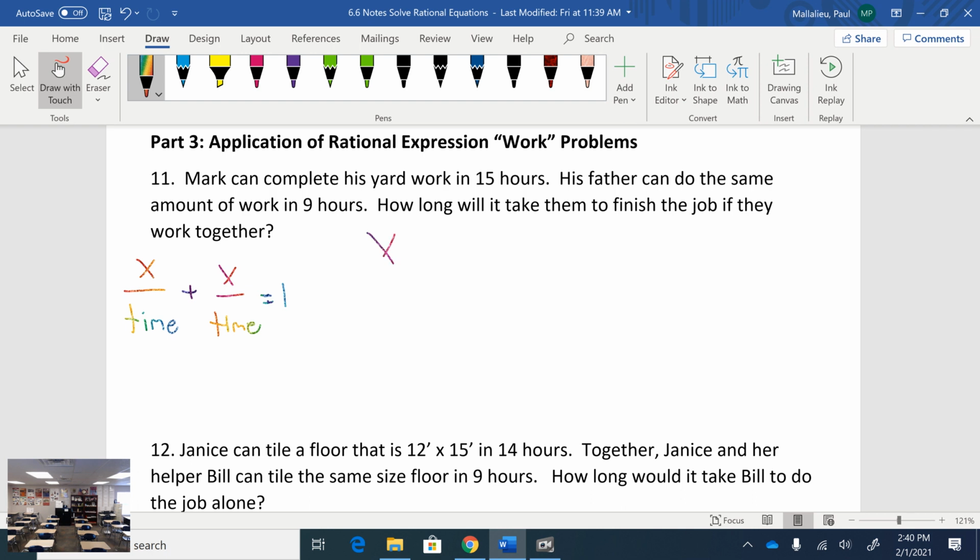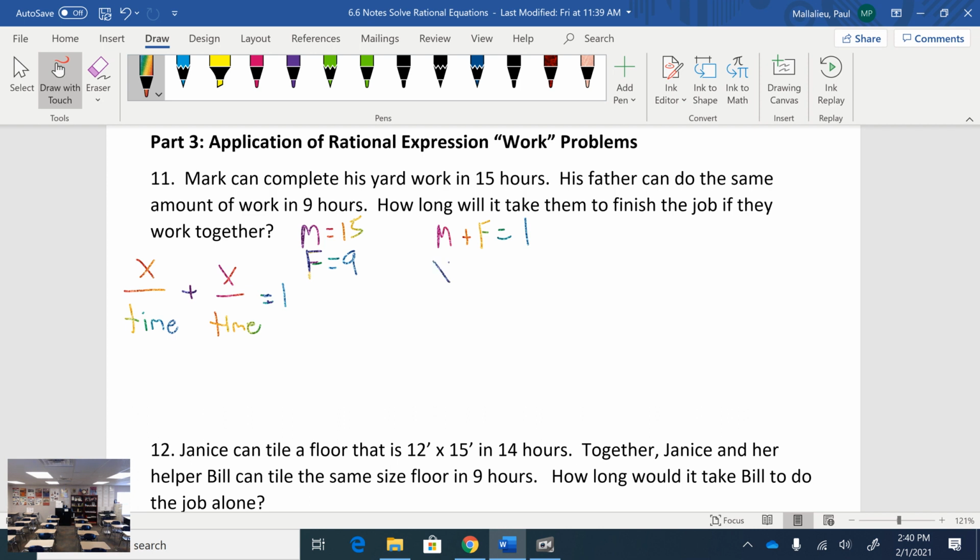Actually, let's take a step back. Mark can complete his yard work in 15 hours. His father can do the same job in 9 hours. So let's put those up first. How long will it take them to finish the job if they're working together? So we would have Mark plus the father equals the one job. So that's our generic outline.